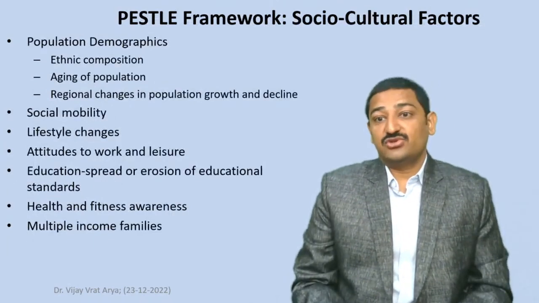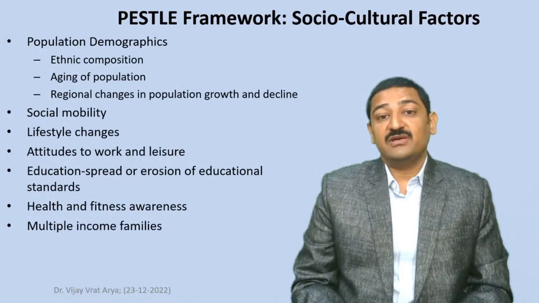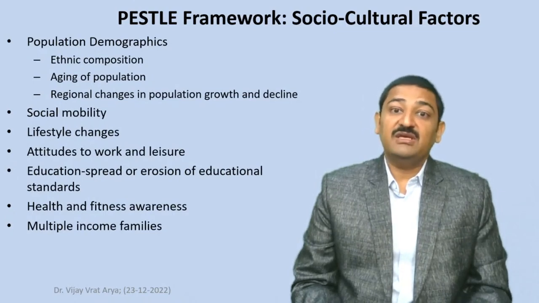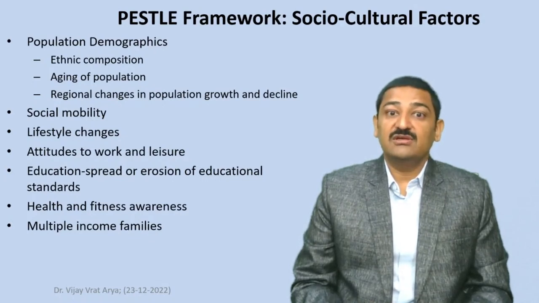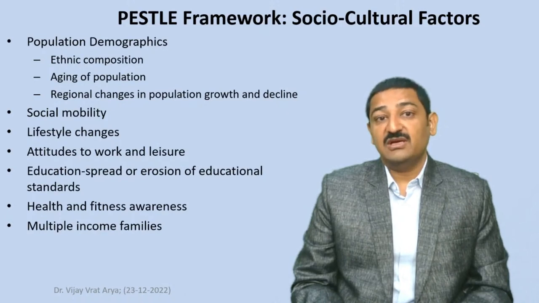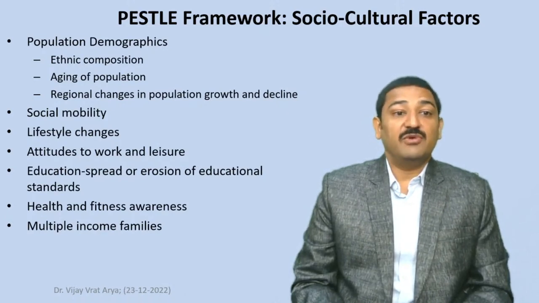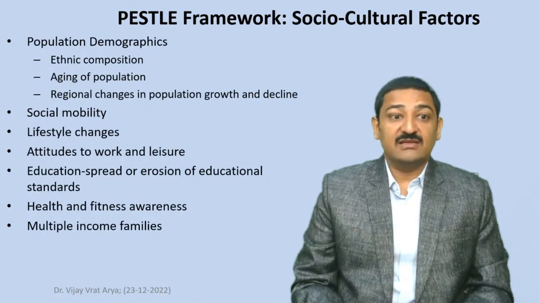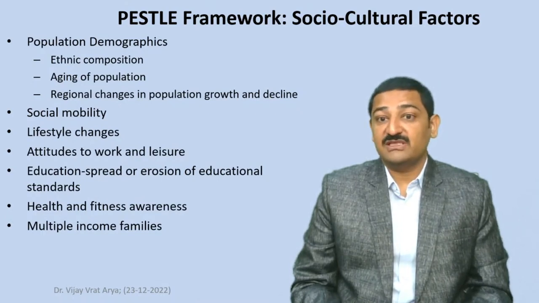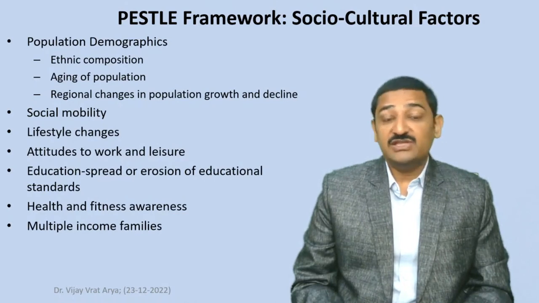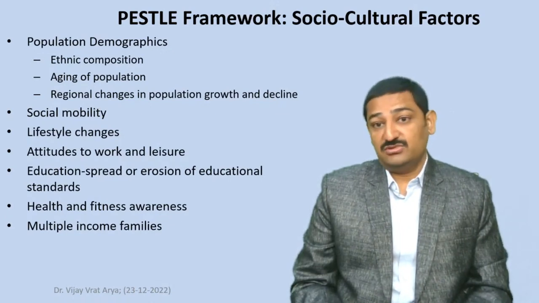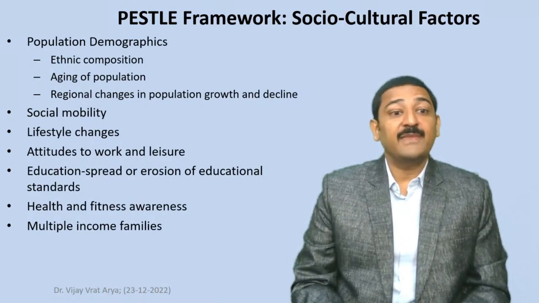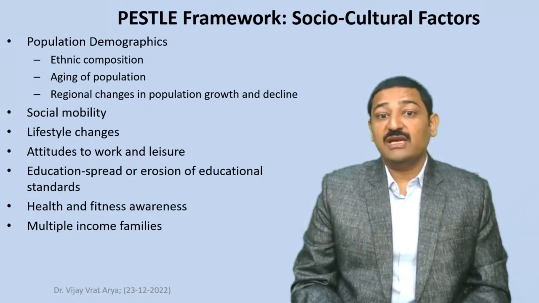The third aspect is the socio-cultural factor in the PESTLE framework, where the country-specific or social aspects in a specific country need to be understood first. These include population demographics, say ethnic composition: what is the composition of ethnicity in that country, aging of the population, younger generation, older generation, the youth or the children age group. So what the composition is needs to be understood here. Regional changes in population growth and decline.